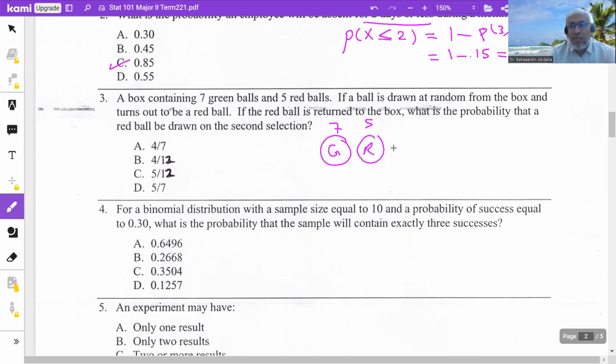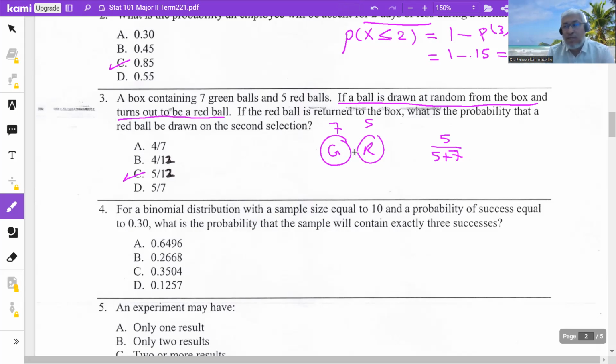Well, since we are putting back the balls that we draw, drawing a ball every time will be independent from the previous time. We have the same number of balls, the same number of red balls, the same number of green balls every time. So every time we select a ball, the probability of red would be the number of red balls, which is 5, over the total number of balls in the box, which is 5 plus 7. So the correct answer is 5 over 12. So really, this sentence doesn't change anything in the probability.